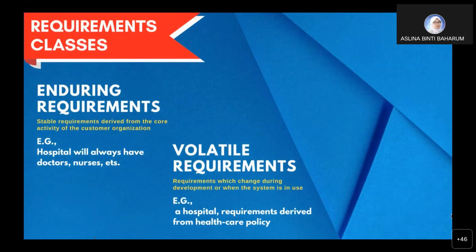Requirements class. There are two types of requirement class. The first one is enduring requirements, which are the stable requirements derived from the core activity of the customer organization. For example, in a hospital, we always have doctors and nurses who treat their patients. Next, we have the volatile requirements, which are requirements that change during development or when the system is in use. For example, in a hospital, it has a requirement derived from the healthcare policy.